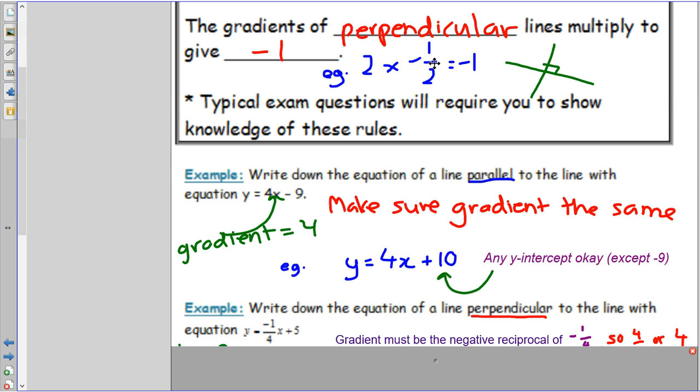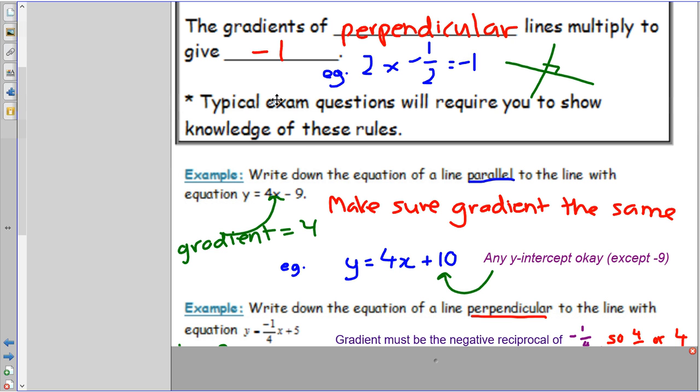Do you remember the concept of a reciprocal? The reciprocal of 1 over 2 is 2 over 1, which is just 2. 2 divided by 1 is 2. So you would say that they're the negative reciprocal of one another. Meaning that you change the sign and you flip the fraction. 2 written as a fraction would be 2 over 1. So if you flip it and make it negative, you get -1 over 2.